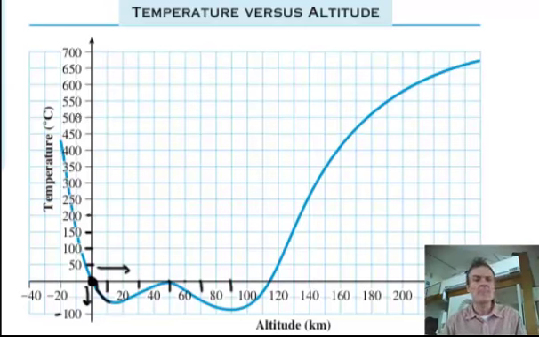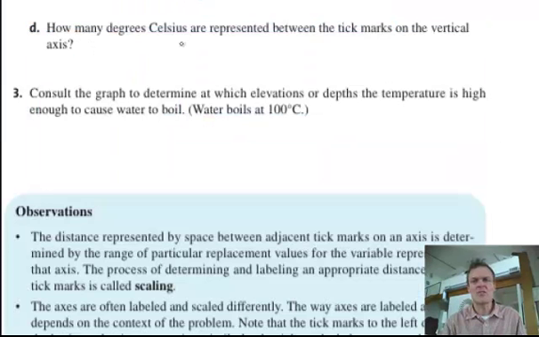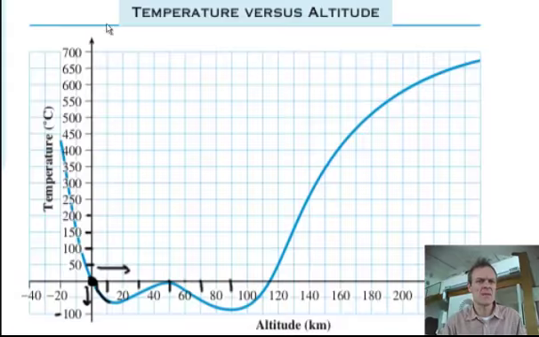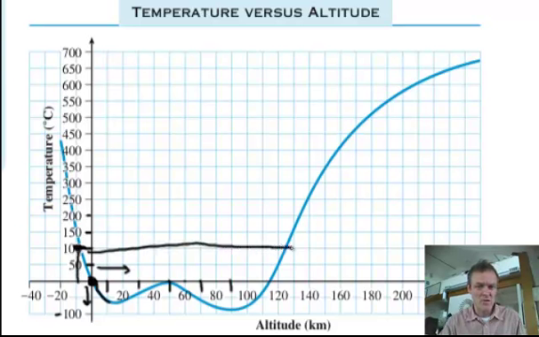Right, let's have a look at some other questions on here. How many degrees centigrade are these tick marks? And where does water boil, at what height? It boils at 100 degrees, which looks like it's below sea level, underground somewhere, about 10 kilometers below sea level. But 100 degrees is also, if I go over here, at about 125 kilometers, way out there in space. So that's just a few kind of questions that you have to answer. I'll do more of that later.